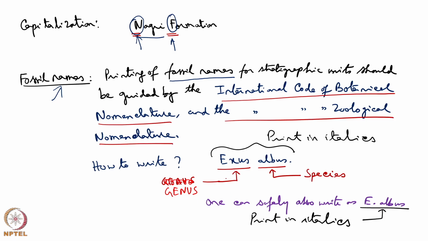And how to write Exus albus: E capital, and Exus is a genus, albus with small a, this will not be in capital, and albus is the species. When I am printing, Exus albus should be printed in italics. We can also put an underline in the published version, or one can safely also write it as E full stop and then albus, and it has to be printed in italics. So, how to write Homo sapiens, the scientific name of human beings?